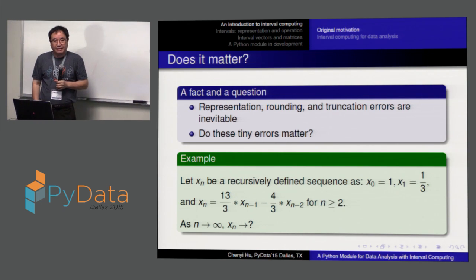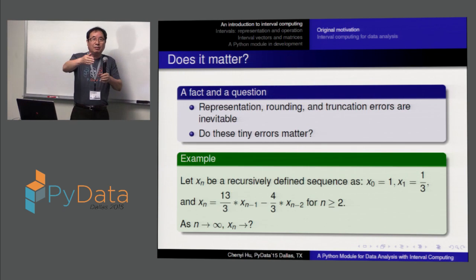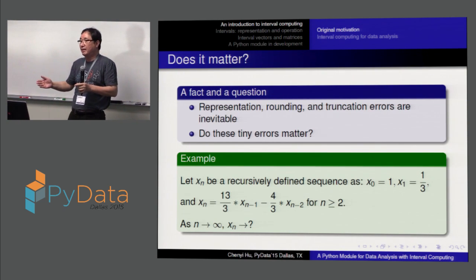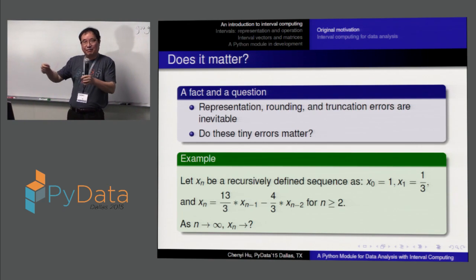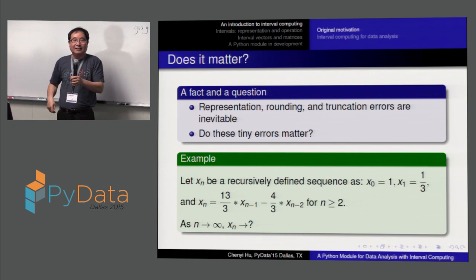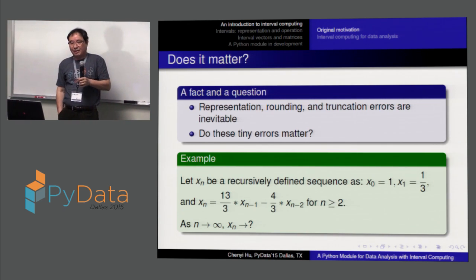With this kind of representation, do we have a problem? Does it matter? Regardless of how many bits we use to store a number, we have to chop something off, right? You have 64 bits or whatever bits, so with your mantissa, you have to throw something away. Then okay, it's a tiny thing. The representation error, the rounding error, is inevitable. Does it matter?